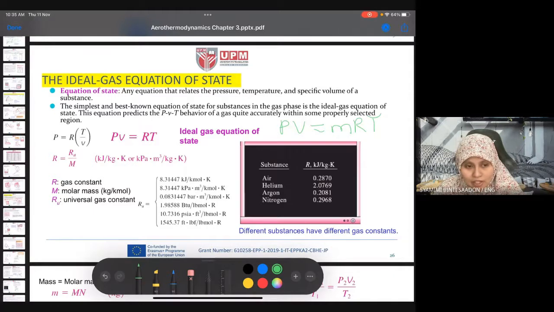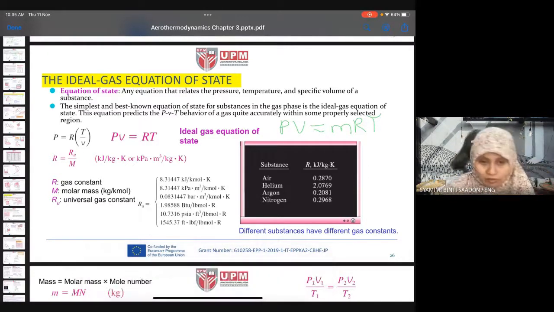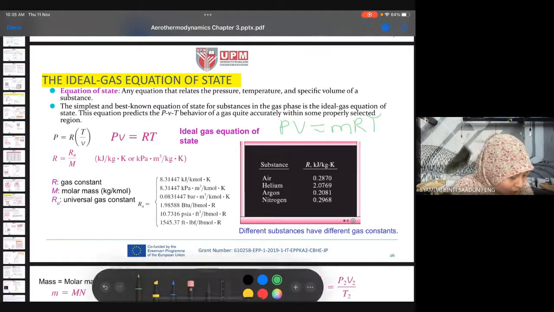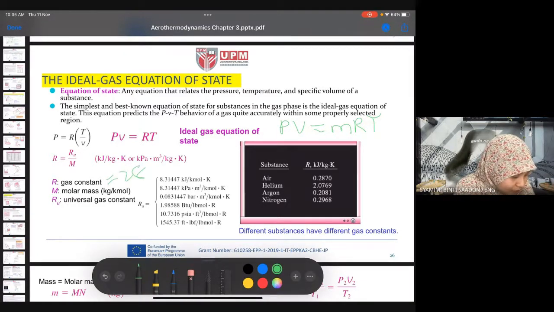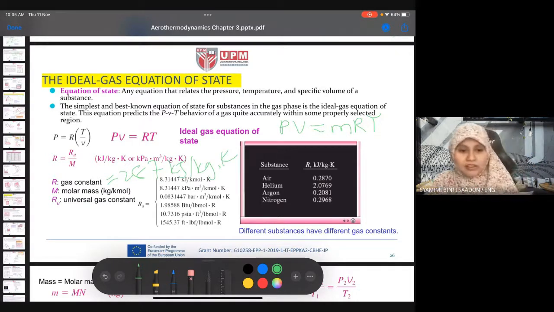Otherwise, if we have the specific volume, V over M, mass, we can use the specific volume, small v. So this is the ideal gas equation of state. Okay, so R, for example, the gas constant R for air, because we will use this R more frequently for aircraft aerothermo. R is 287 kilojoule per kilogram Kelvin.